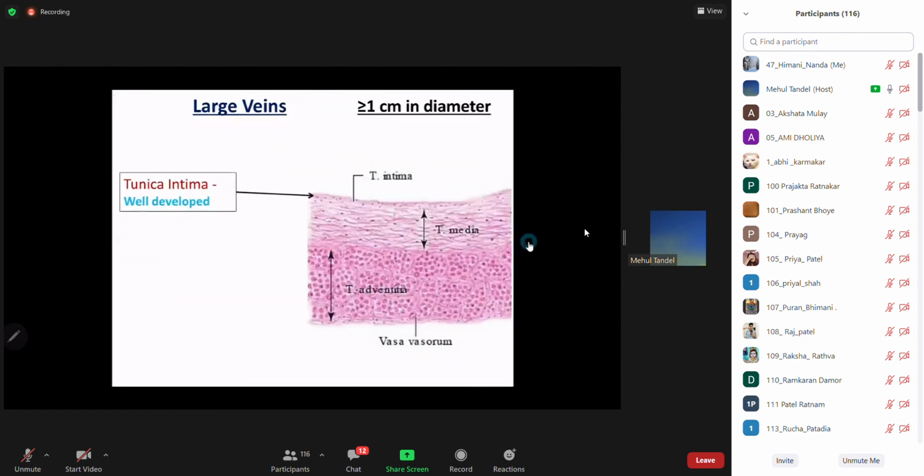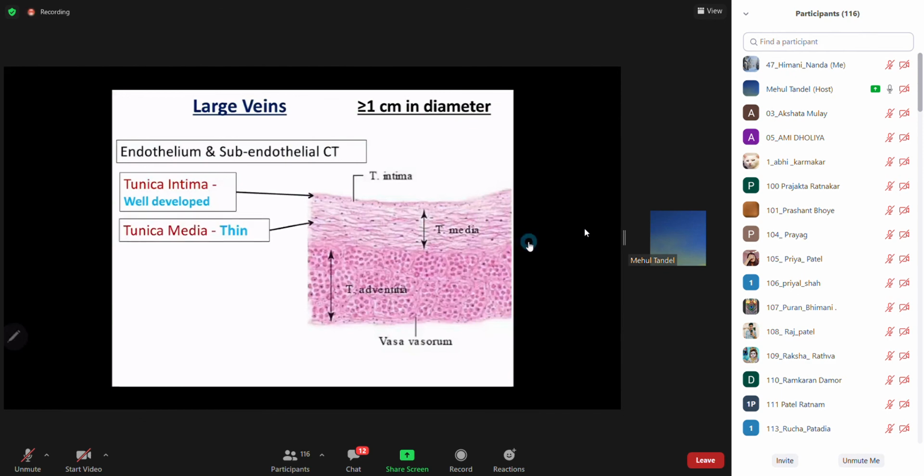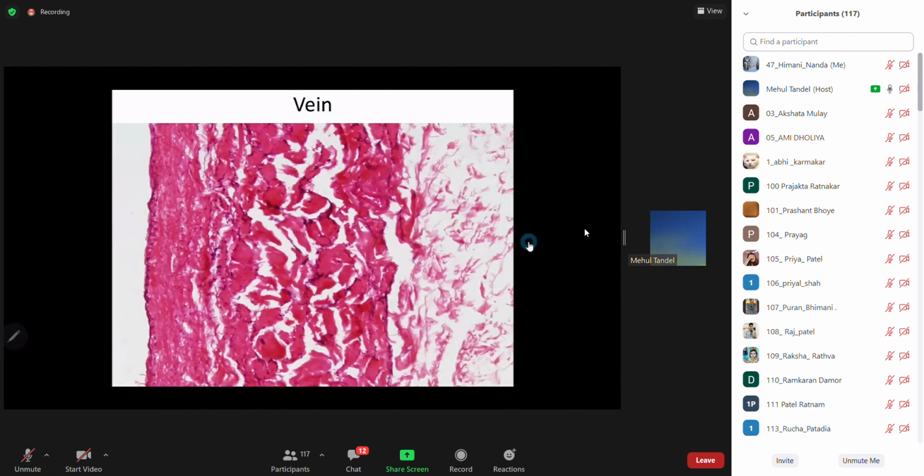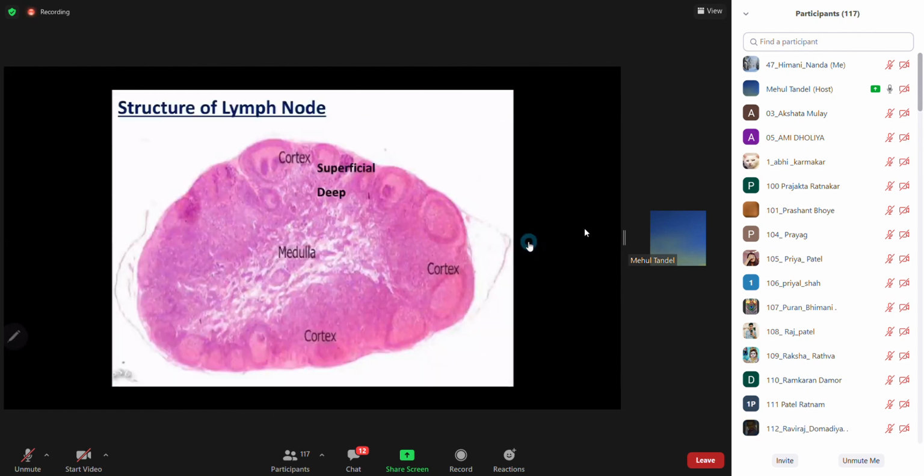Large vein: tunica intima is well developed. Endothelium and subendothelial tissue have similar structure. Media is thin and contains less smooth muscle and elastic fiber, but more connective tissue. Tunica adventitia is very thick, well developed, and thicker than the media. It may contain smooth muscle in large veins, for example the superior vena cava and inferior vena cava. So this is the structure of large veins. Veins are rarely asked.